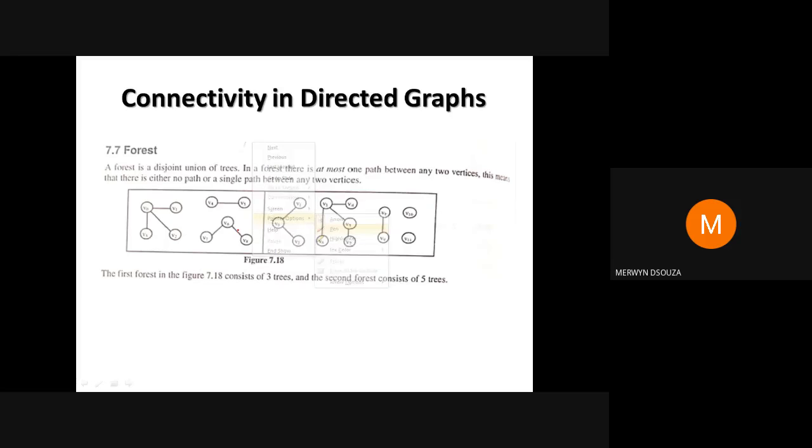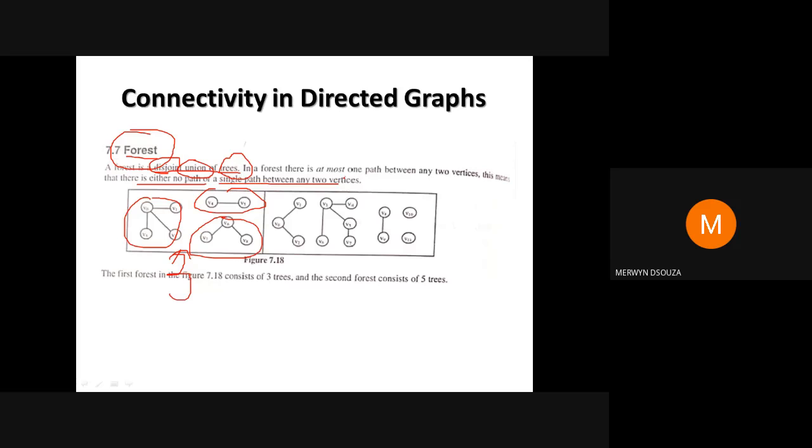So the next definition is, what is a forest? A forest is nothing but a disjoint union of trees. By disjoint union of trees, it means there may be no path, or there will be a single path between any two vertices. You can see here, these are your trees. This is one tree, second tree, and third tree. It's a disjoint union of trees. All these three trees that are present here will make it a forest.